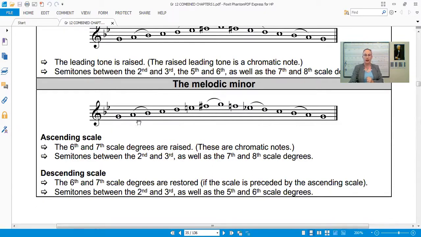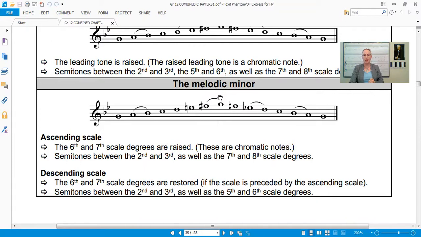So G minor again, our 6th scale degree is an E flat, so we need to restore that. We raise it so it becomes E natural. And then in terms of the leading tone, it was F. So if we raise it by a semitone, it becomes F sharp.